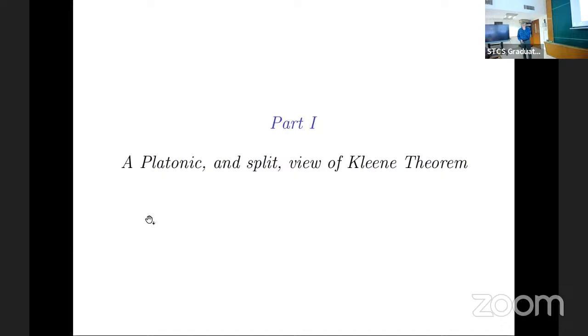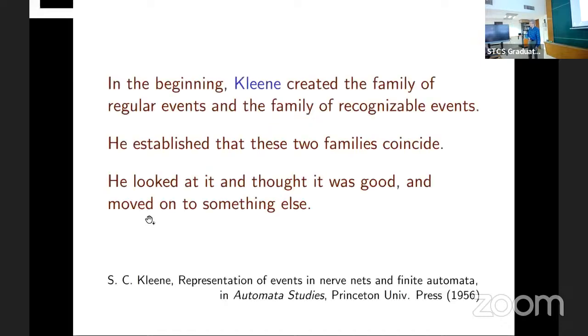So the first part will be the description of what is called Kleene's Theorem. Kleene, in the beginning, created two families, called regular events and recognizable events, and he showed that these two families of events coincide. For him, that was enough, and he went on to other things.